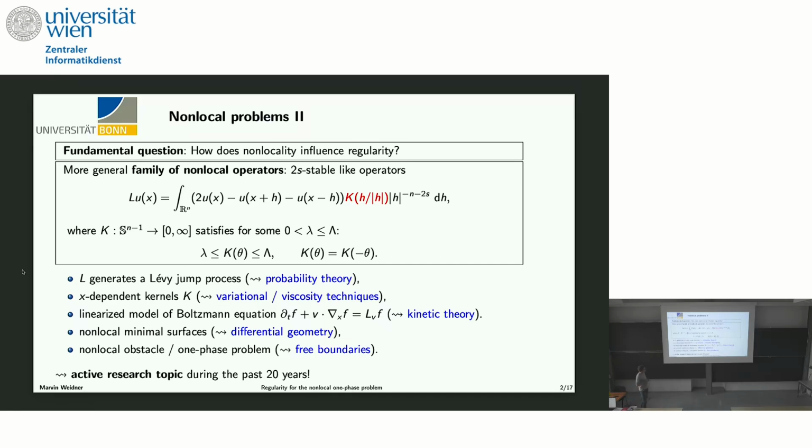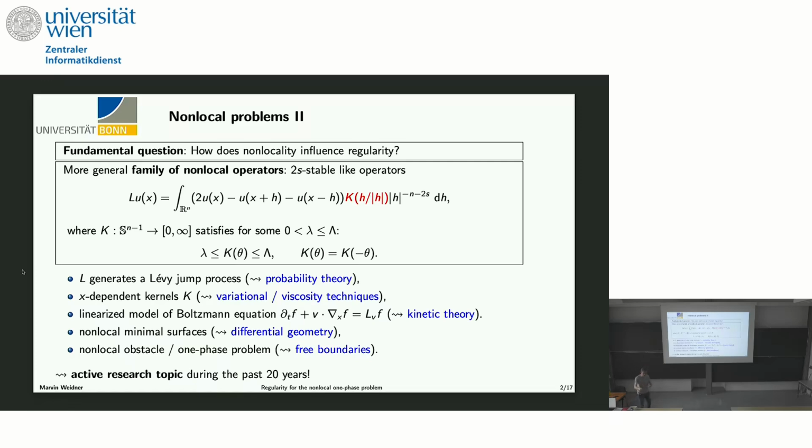So why is it a natural class of operators to consider? Well, when you think about probability theory, for example, then you might know that the fractional Laplacian generates some jump processes, some Levy jump processes, and this jump process that is generated by the fractional Laplacian is rotationally symmetric.